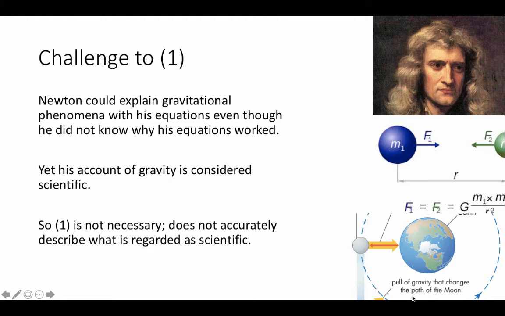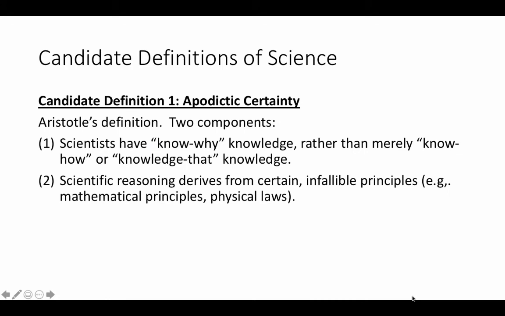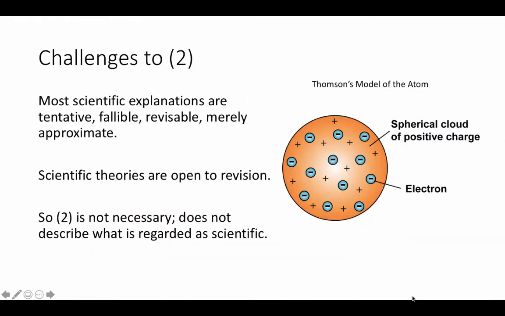Now we know through Einstein's general theory of relativity, we have a better understanding of how gravity works. And there's also been challenges to the second condition. Here, recall, this scientific reasoning derives from certain infallible principles. Well, the problem is most scientific explanations are considered fallible, tentative, revisable, merely approximate. They're open to revision. If there's new evidence, they'll change. So 2 is not a necessary condition either. It does not describe what is actually regarded as scientific.